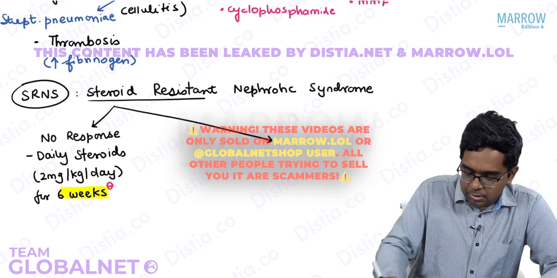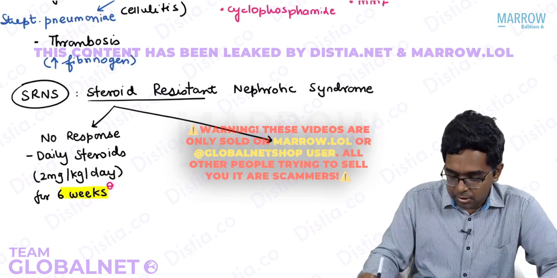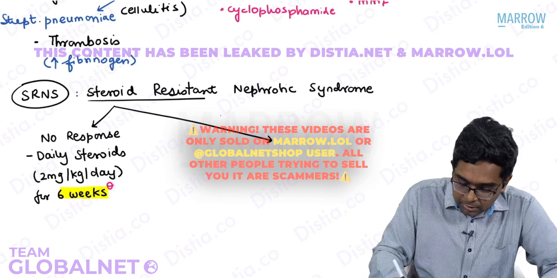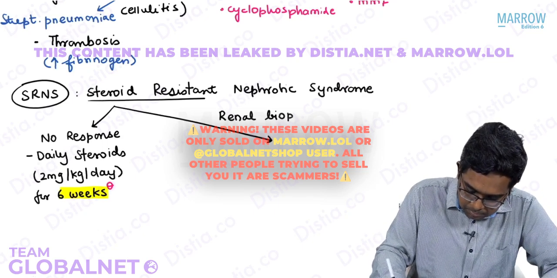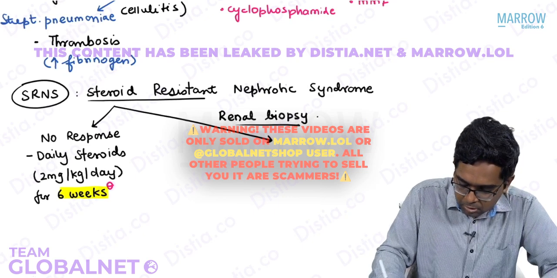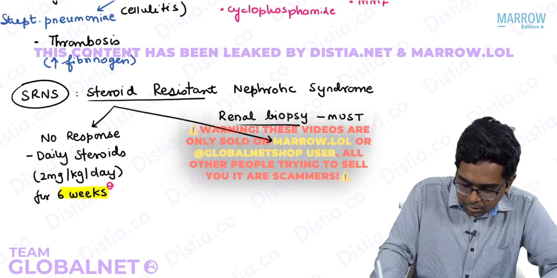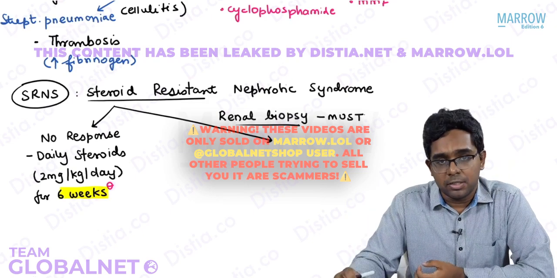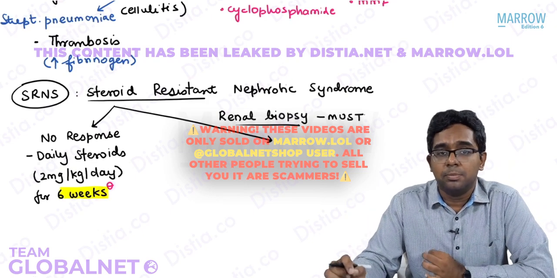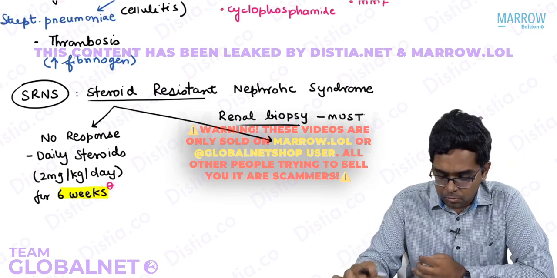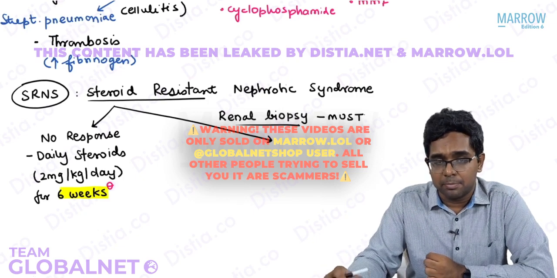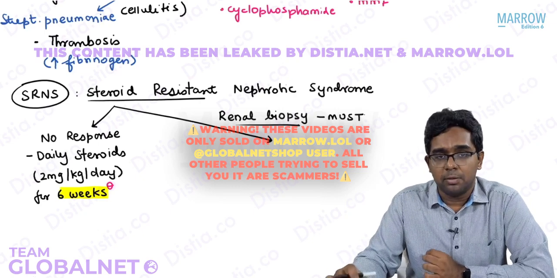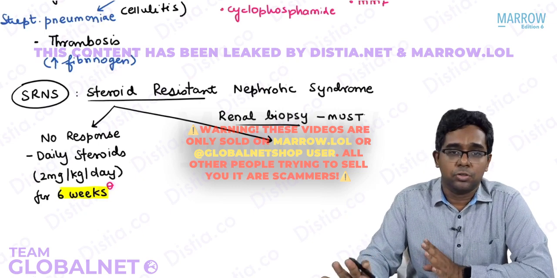Before starting treatment for steroid resistant nephrotic syndrome, renal biopsy is a must, because this will help us to identify the particular condition and also to tell about the prognosis in these disorders. So all cases of steroid-resistant nephrotic syndrome, before you start treatment, you have to do renal biopsy. This is a dictum which you should follow.